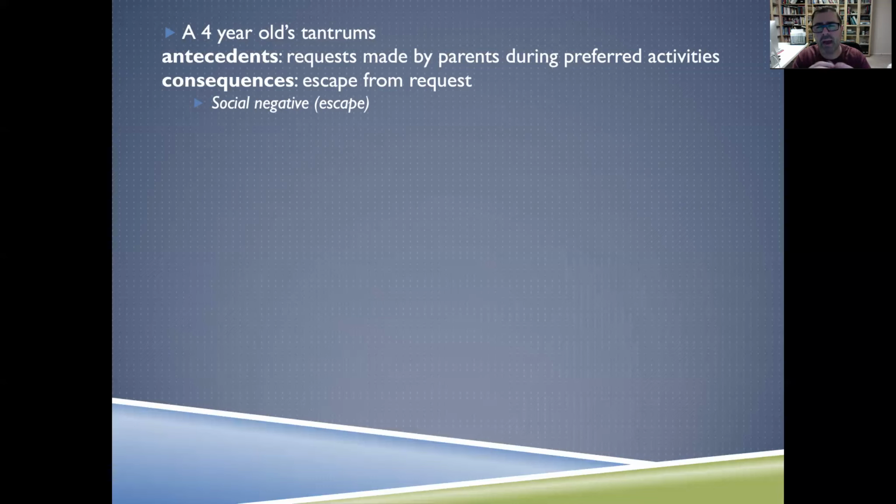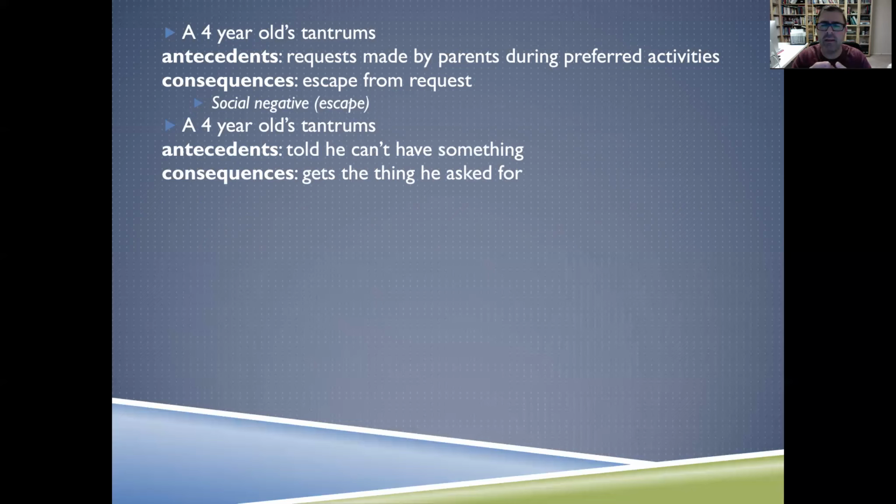So here's social negative. So what would extinction look like? We already talked about it. The consequence is no longer produced, meaning the kid doesn't escape from the request. The kid still has to perform the task. And eventually behavior would decrease.